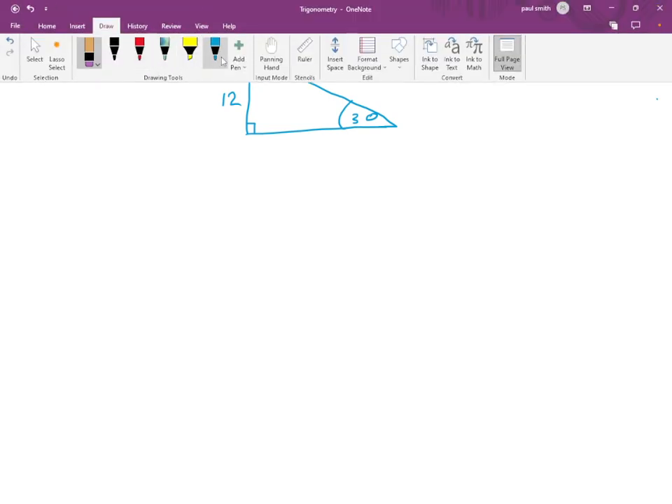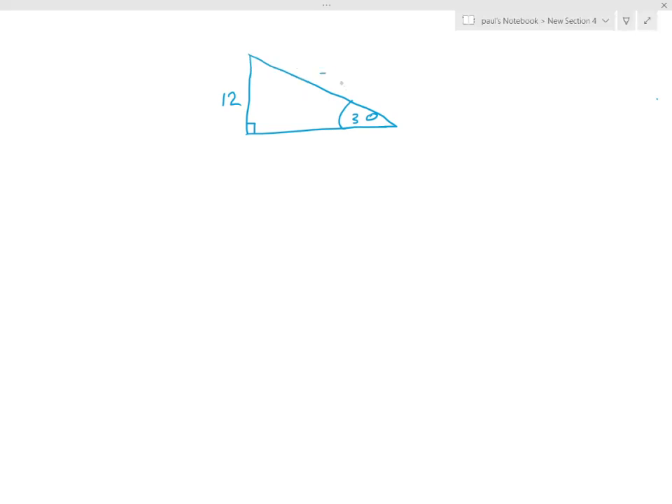Because that's what it would be in a question, x. So we'll label them up. This is the opposite. This is the hypotenuse. Now there's no point labeling the adjacent down the bottom because we don't know it and they haven't asked us to find it, so we're not interested in that.